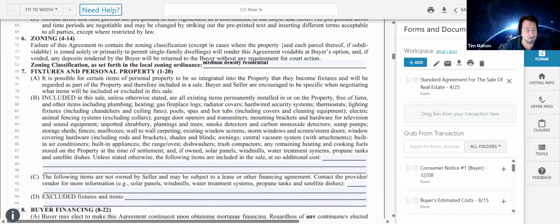So basically, I word it like this: included in the sale, unless otherwise stated, are all existing items permanently installed in or on the property, free of liens, and other items, including the plumbing, heating, gas fireplace logs, radiator covers.